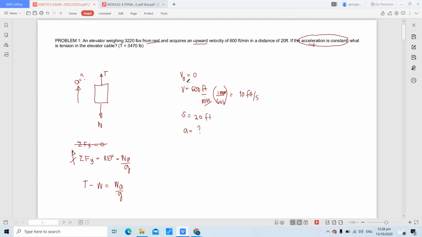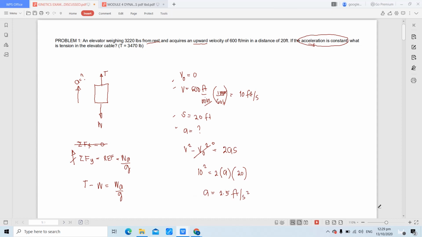Using equations of motion relating these four parameters, what can we use there? You can use the kinematic equations. This is it, right? You can use this formula to relate these four parameters, and that is v squared minus vo squared equals 2as. Vo squared is 0. Final velocity is 10 squared, equal to 2. Acceleration is unknown. Distance traveled is 20. So what is the acceleration? 100 divided by 40, 2.5. Right? 2.5 feet per second squared.